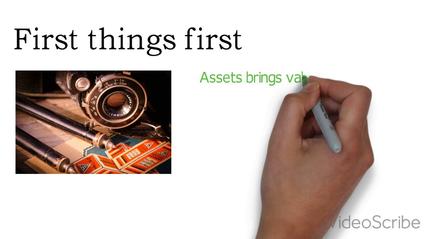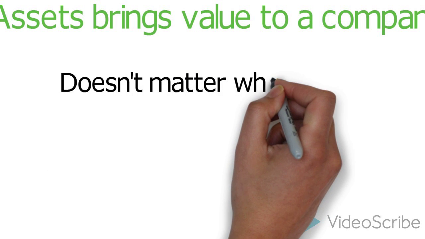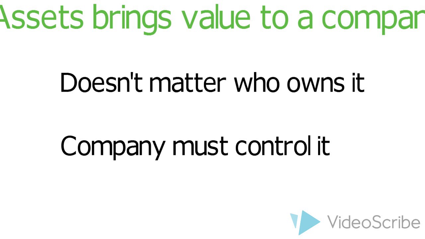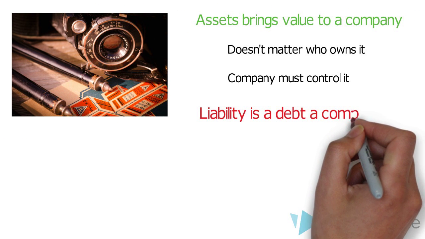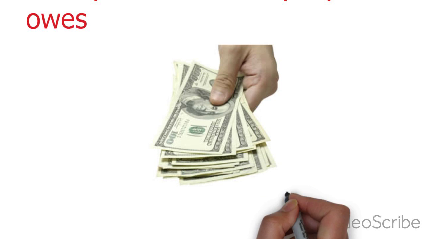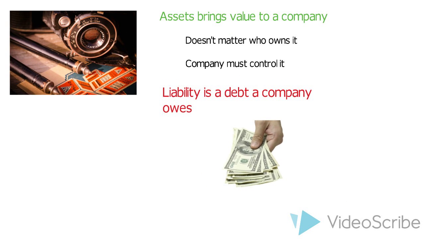Now, it doesn't matter who owns it. If the company controls it, an asset is anything that brings value to the company. Think of the computers they have, the products in their inventory, and also think of the money they have yet to receive. That's an asset as well. On the other hand, a liability is a debt the company owes to someone else, maybe another company or a financial institution. Think of credit card loans, long-term debts, and also the money they have to pay to their suppliers.